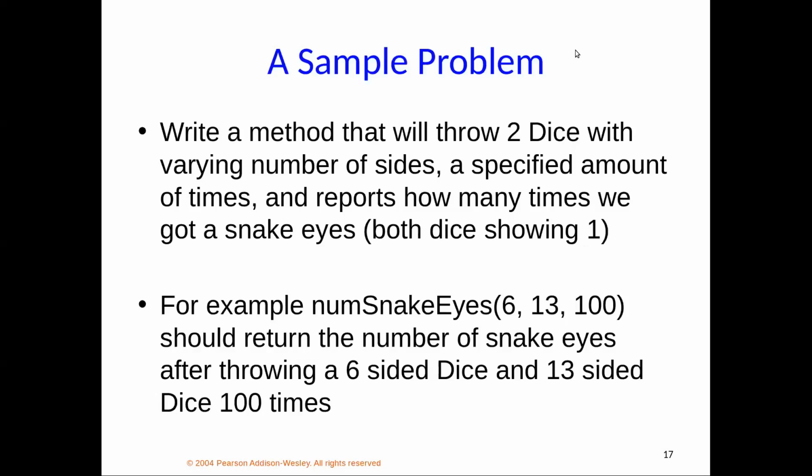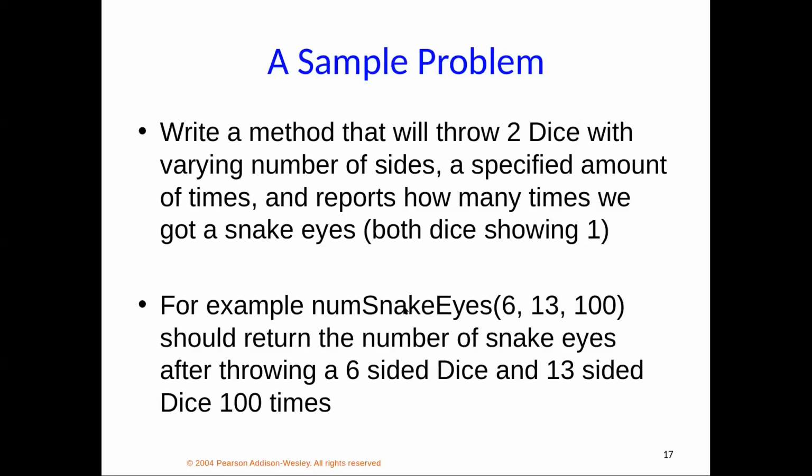And the idea is you need to report, let's say you also throw it a certain number of times. So you should report the number of times in which both the dice have showed 1, which is called snake eyes. I don't know the reason, but yeah. So both the dice should show 1, right? And we should count the number of times that it has showed 1.